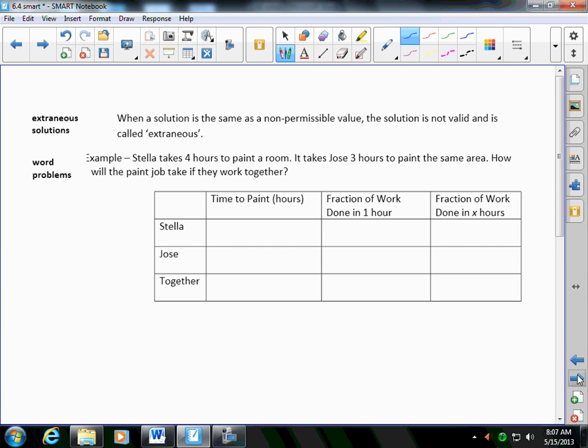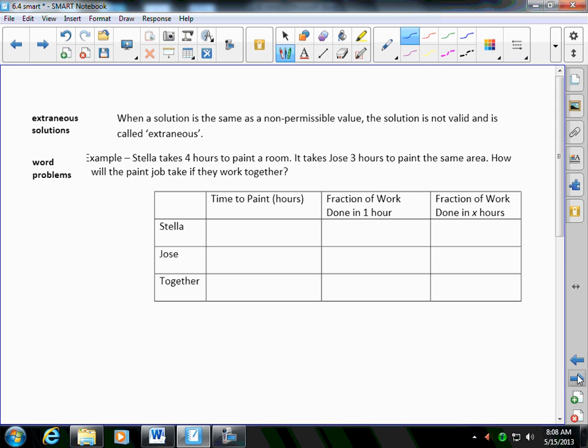Stella takes 4 hours to paint a room. It takes Jose 3 hours to paint the same area. How long will the paint job take if they work together? So this is a problem solving. We need a let statement. For some, you're going to need diagrams, and you're going to need a sentence.